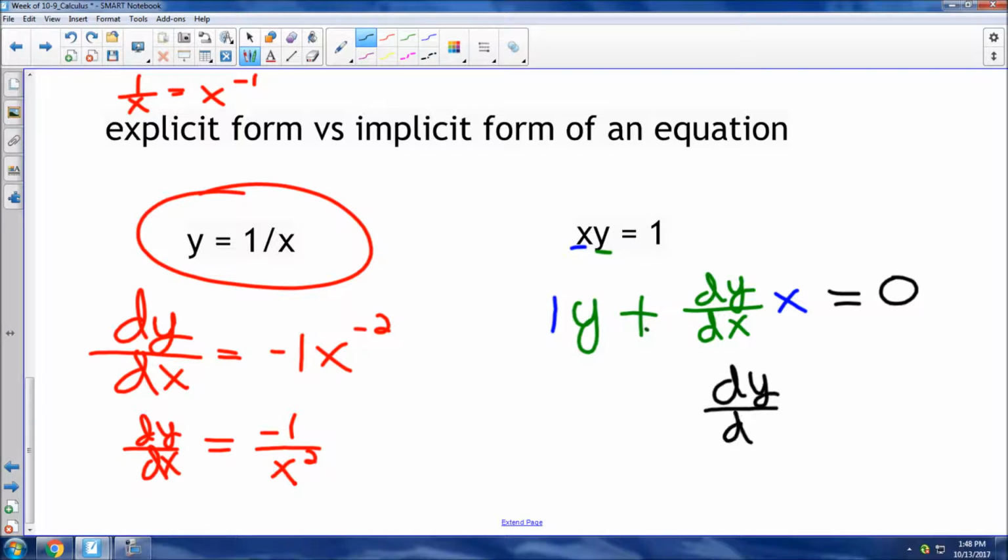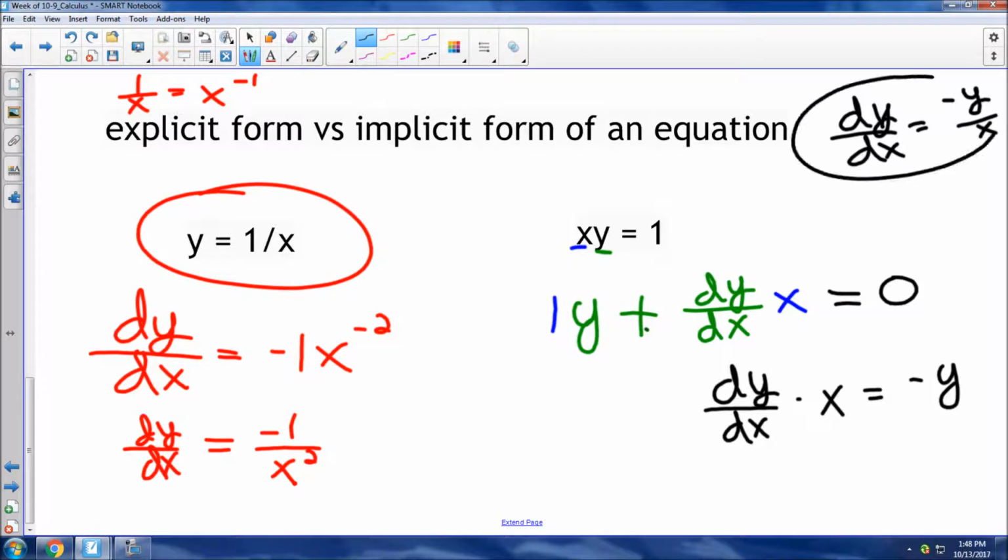I'm going to say dy dx times x is equal to negative y. I just subtracted y from both sides, right? What will I do now? Divide by x? Yes? To me, this is like magic right now. To you, this is maybe just more confusing. Hopefully not. I'm going to divide by x. So I have negative y over x. So what I'm saying is that on the right side of the equation, I got this. And on the left side, I got this. But what is y equal to? Yes.